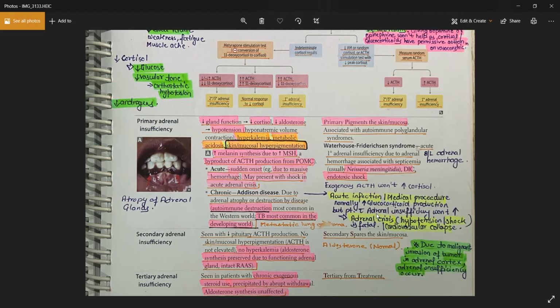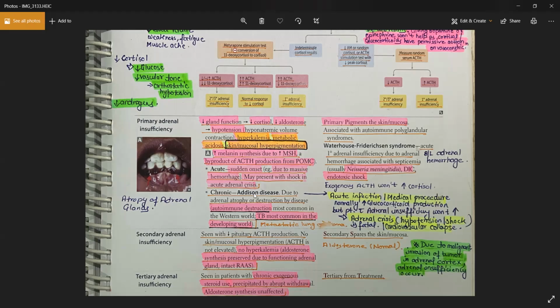So if you encounter a patient who is undergoing surgery, and while making the cut he suddenly dies, this might be a case of adrenal crisis. And why did this happen? Because you failed to increase the dose of the glucocorticoids.